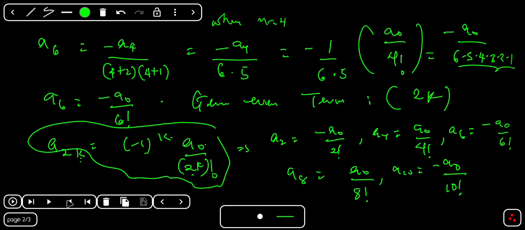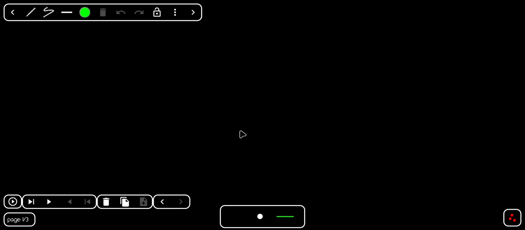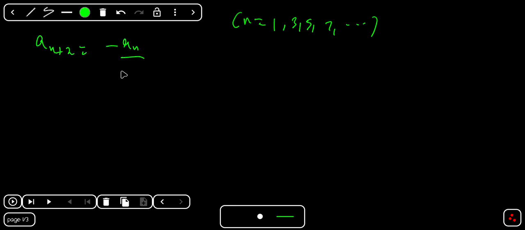So let's move on. Let's find the odd terms. So the odd coefficients, for odd numbers start from 1. So n will be 1, 3, 5, 7, and so on and so forth. Those are the odd numbers we are going to have. And then don't forget, we already have the general formula for an plus 2. So we know that an plus 2 is equal to minus an over n plus 2, then multiplied by n plus 1.